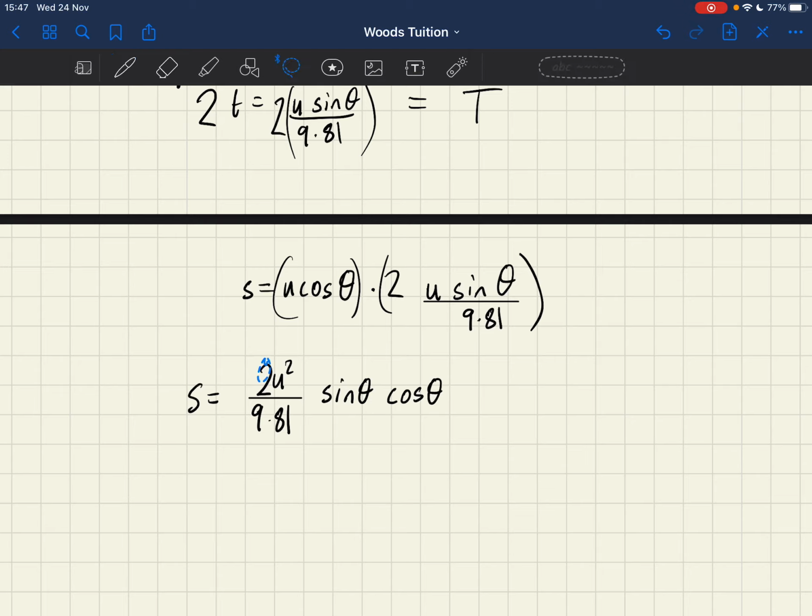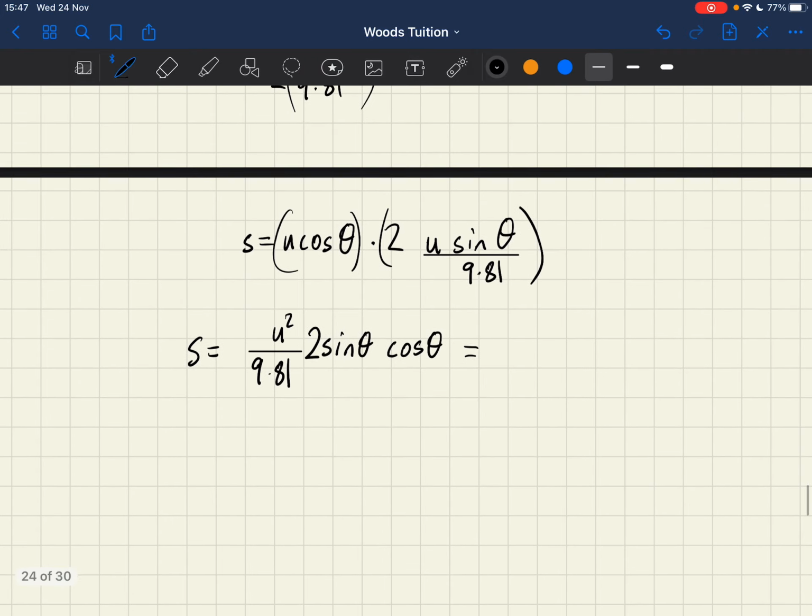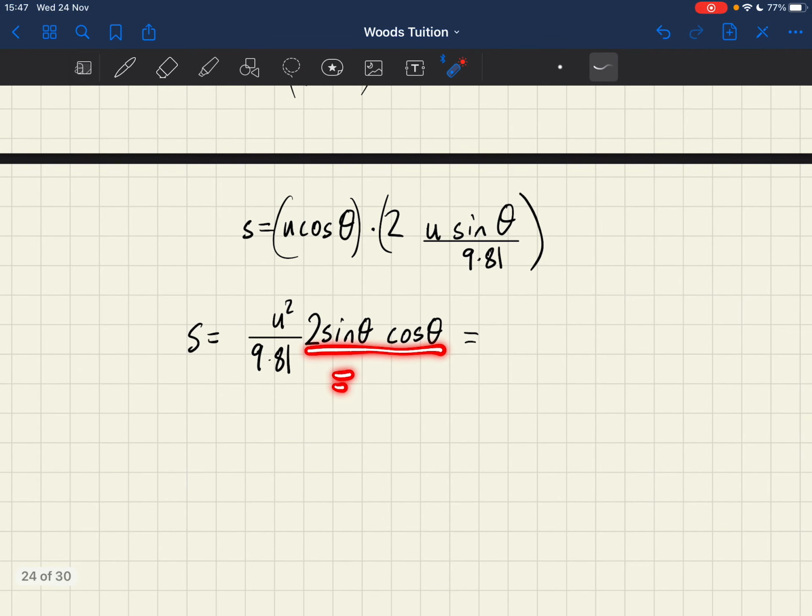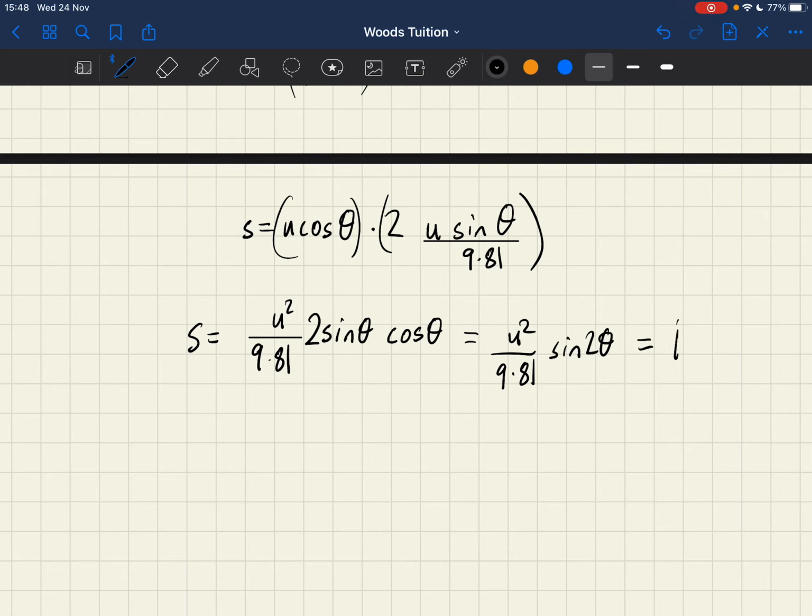What I'm actually going to do is move this 2 over here, and 2 sine theta cos theta is actually a mathematical formula that you might know, you might not, but essentially 2 sine theta cos theta is equal to sine 2 theta. You should cover that in GCSE maths. So u squared over 9.81 times sine 2 theta is equal to our range of the projectile motion.